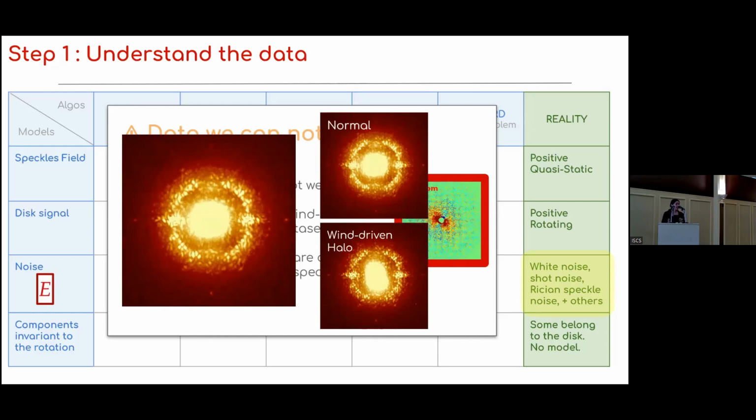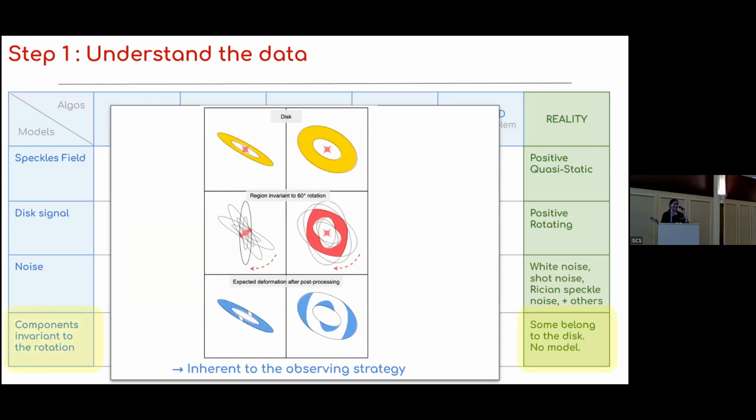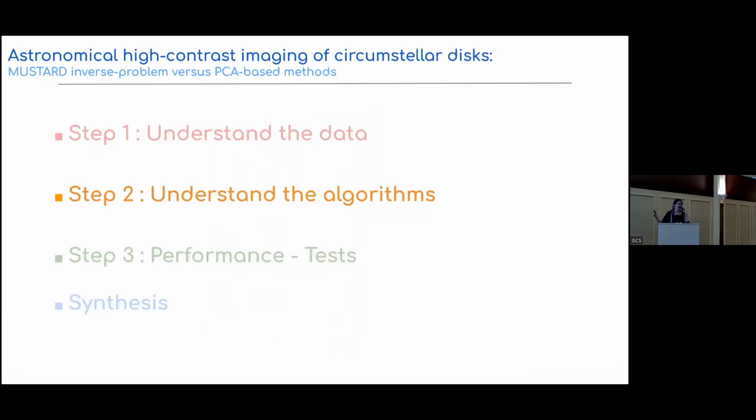And the last limitation for extended signal is the inherent limitation of our observing strategy. We are using the rotation to disentangle speckle from signal. The problem is, if you take a disk and you rotate it, you can see that some of the pixels will always be within the disk signal during the rotation. So this is the rotation-invariant flux. Basically, they will appear static. And so they're going to be confused with what we assign to the speckle field, and it will cause deformation. So that's all for the data.